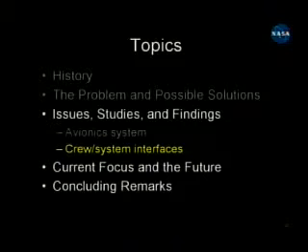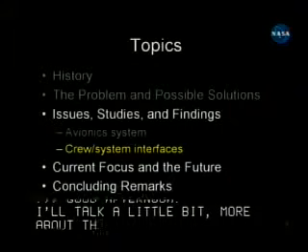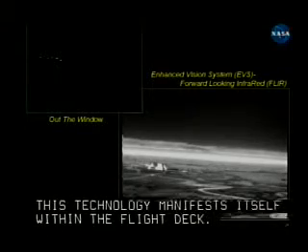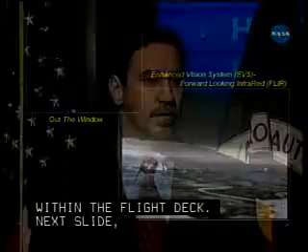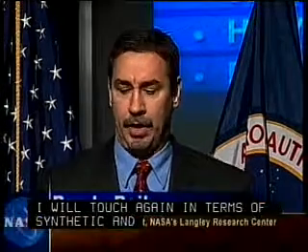Good afternoon. As Steve said, I'm going to talk a little bit more about the technology, and more importantly, how this technology manifests itself within the flight deck. Next slide, please. I'm going to touch again a little bit on the synthetic and enhanced vision technologies, and then how this all boils together into what we call equivalent visual technologies.